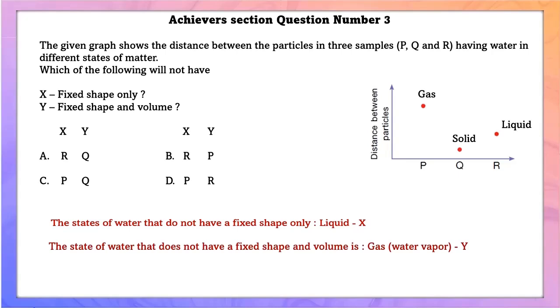The state of water that does not have fixed shape is liquid, that is X. The state of water that does not have fixed shape and volume is gas, that is water vapor, that is Y. So the option is the B option.